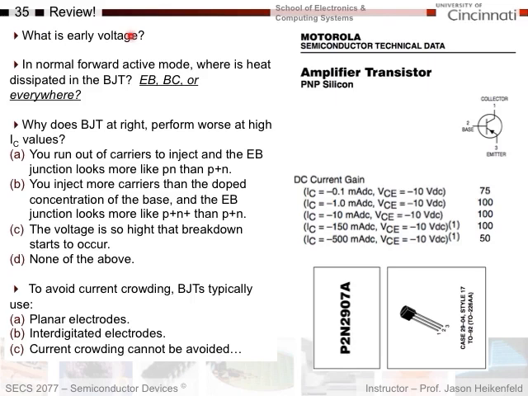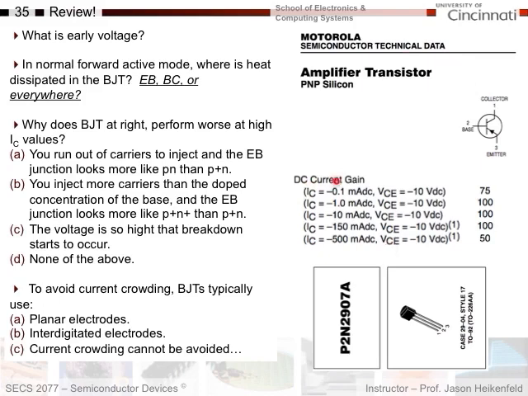You should be able to answer what early voltage is. You should know that in forward active mode, the heat dissipated in the BJT occurs in one region. Is it the emitter, base, collector, or is it everywhere uniformly dissipated? That should be easy to answer. Look at this commercial spec sheet for a PNP silicon amplifier BJT from Motorola. You should be able to answer this.